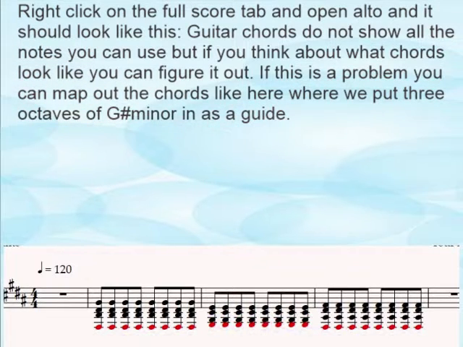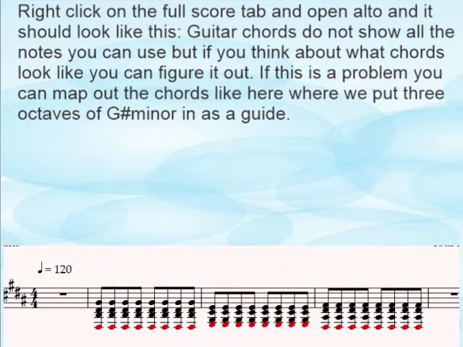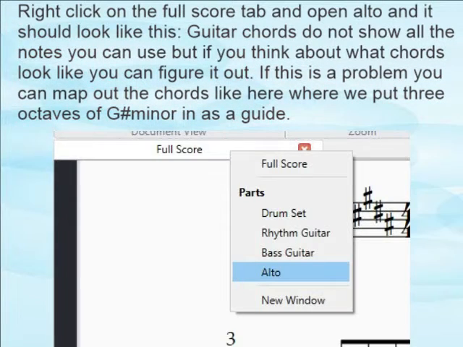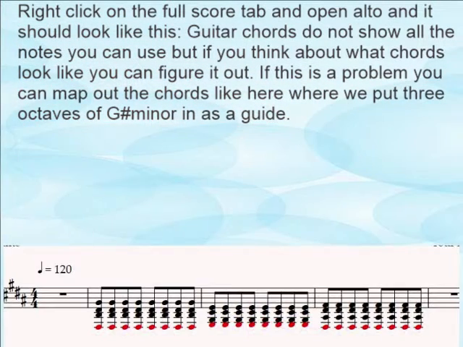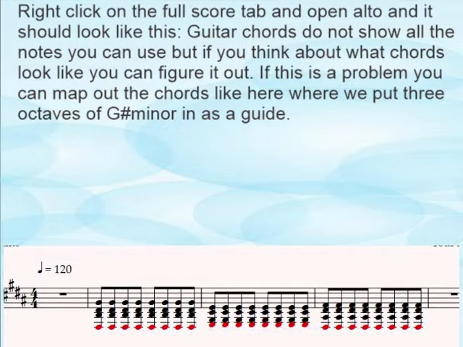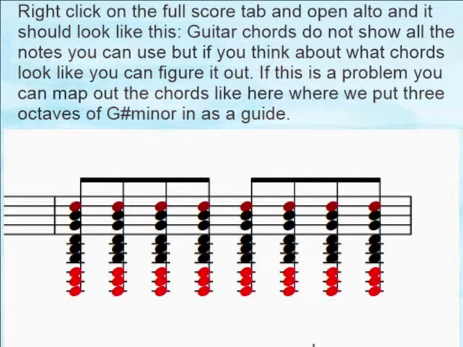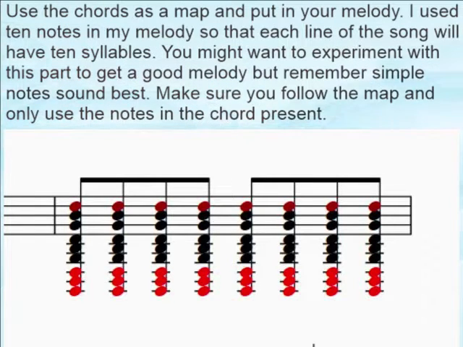Guitar chords do not show all the notes you can use, but if you think about what chords look like, you can figure it out. If this is a problem, you can map out the chords like here, where we put 3 octaves of G sharp minor in as a guide. Use the chords as a map and put in your melody.